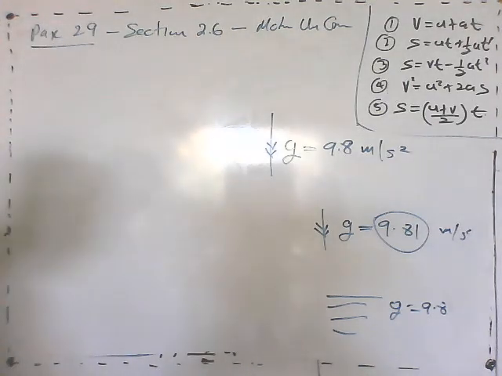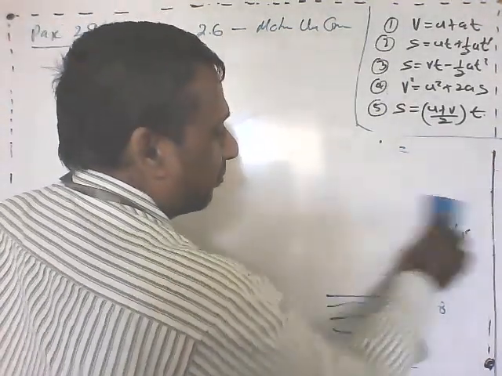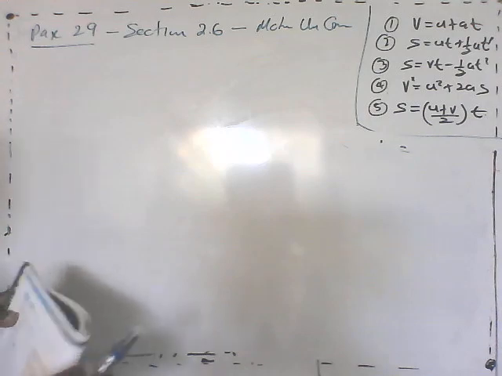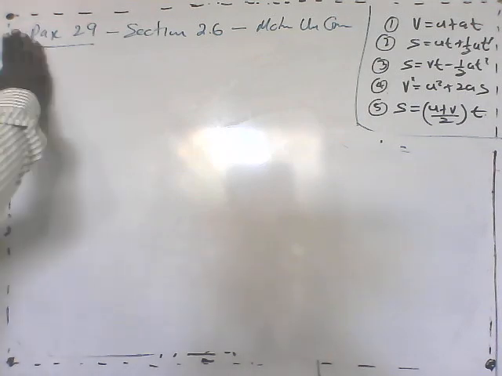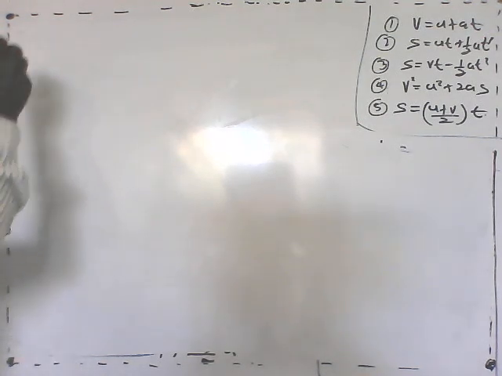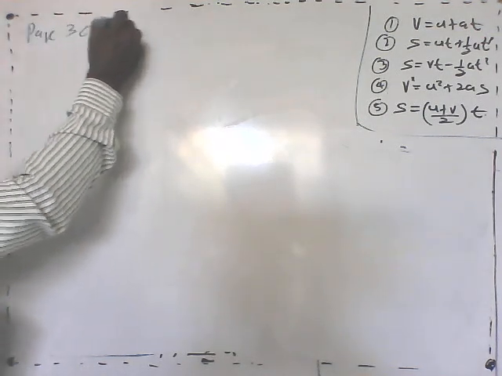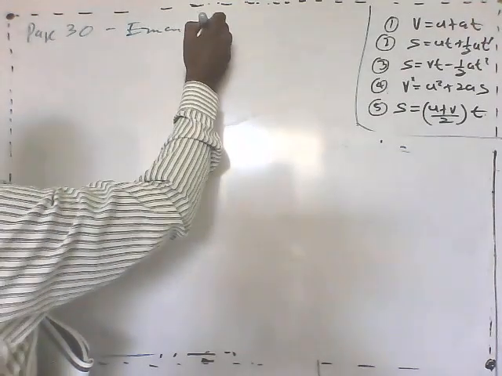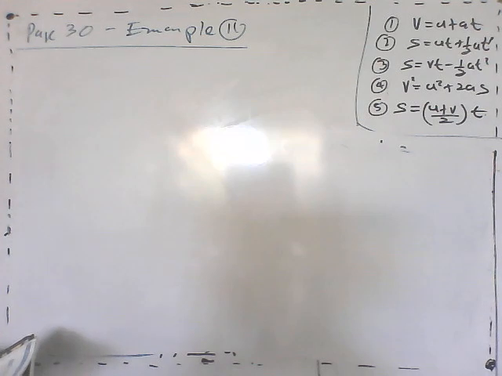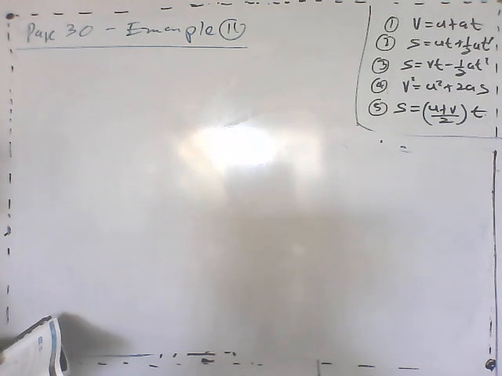Right, now I will do example 11, it is on page 30, right? Page 30, example 11. Here it says the book falls off the top shelf of a bookcase. The shelf is 1.4 meters above a wooden floor.